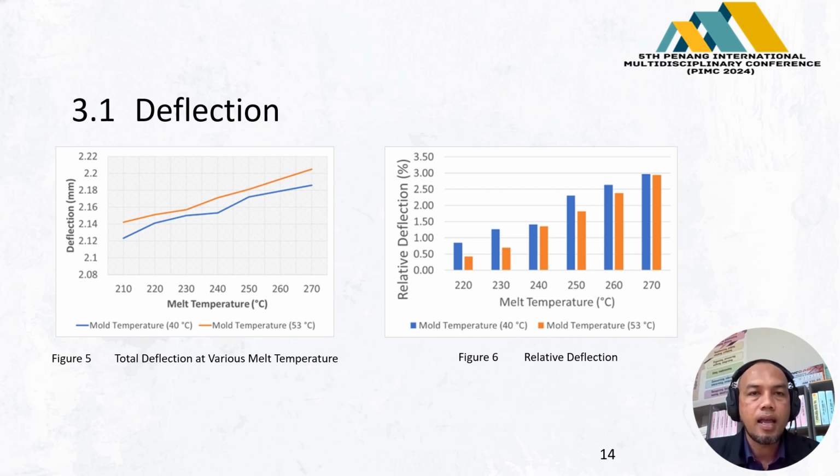These findings highlight the complex interplay between melt temperature and mold temperature, providing insight into the factors influencing part deflection in the injection molding process.